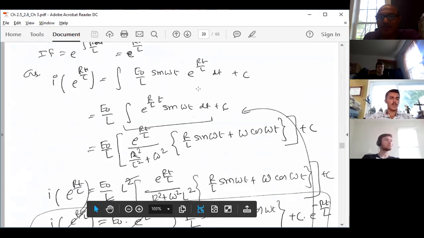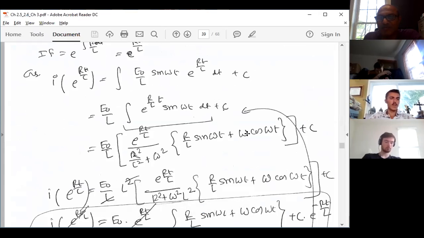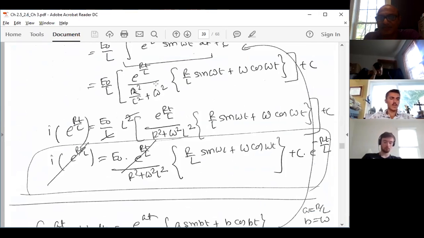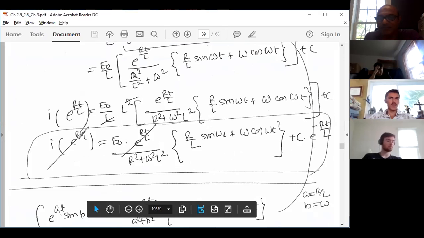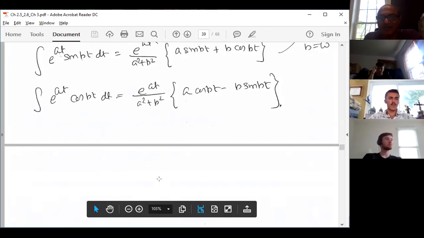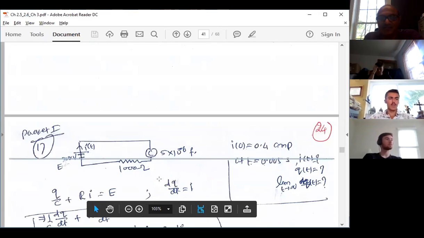So if you plug that value over here, this is your a, this is your b, e to the power at over a squared plus b squared, times (a sine omega t plus b cosine omega t). I just plugged in the formula, and after that I separated out this thing. With simple calculation, the LCM, the L will get cancelled out, and this is nothing but the answer. Look at here. This is the answer.